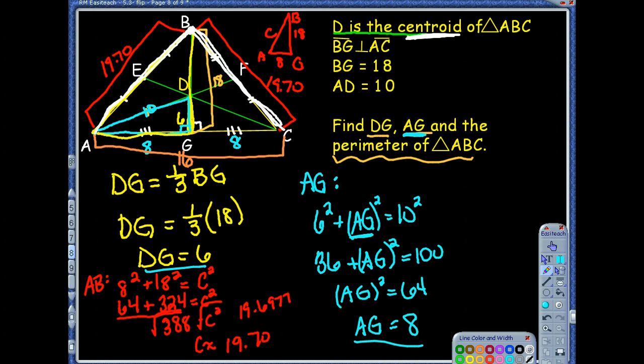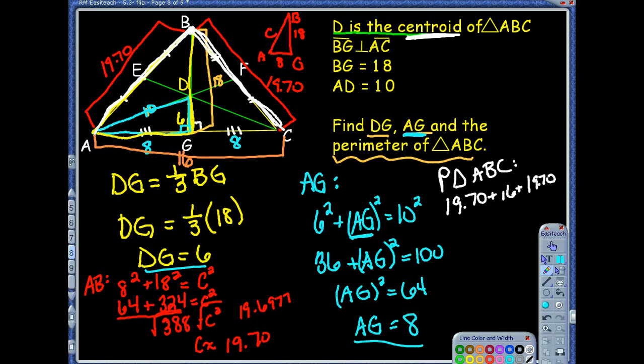So this is an isosceles triangle. Okay, so then how do we find the perimeter of triangle ABC? I should do a little p, or smaller p, so you can tell what it was. We're just going to add up the 3 sides. So that means we're going to add up 16 and then 19.70 basically twice. And what's that going to give us for our total perimeter?